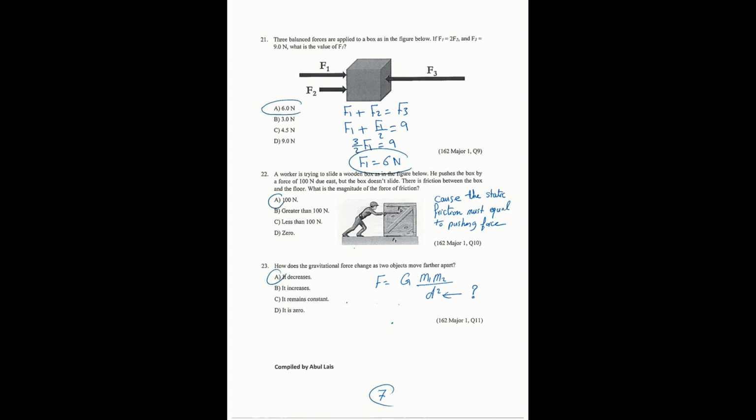23, it says, how does the gravitational force change as two objects move further apart from each other? Now, if you know the equation of the gravitational force, it says that F equals capital G m1 m2 divided by d squared. Here G is the universal gravitational constant, then the first mass, second mass, and the distance between them. So what will happen to the gravitational force when they move apart? It means d increases, so the force must decrease.